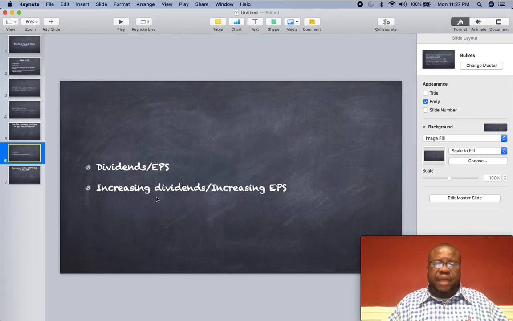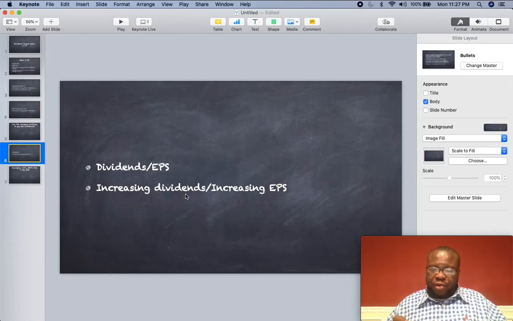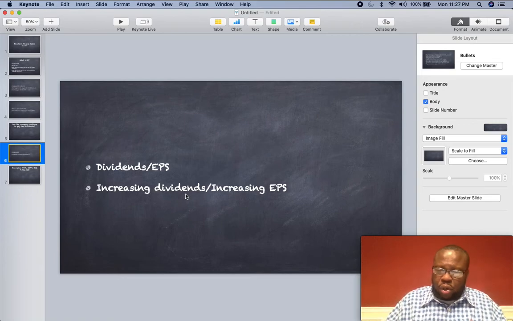So if we're increasing our dividends, we have to increase the earnings per share, and that's why they're very keen on those metrics: earnings per share. How does it compare to next year? How does it compare quarter to quarter? If it dropped, why did it drop? Was it because of weather? Was it because of the coronavirus? Whatever it is.